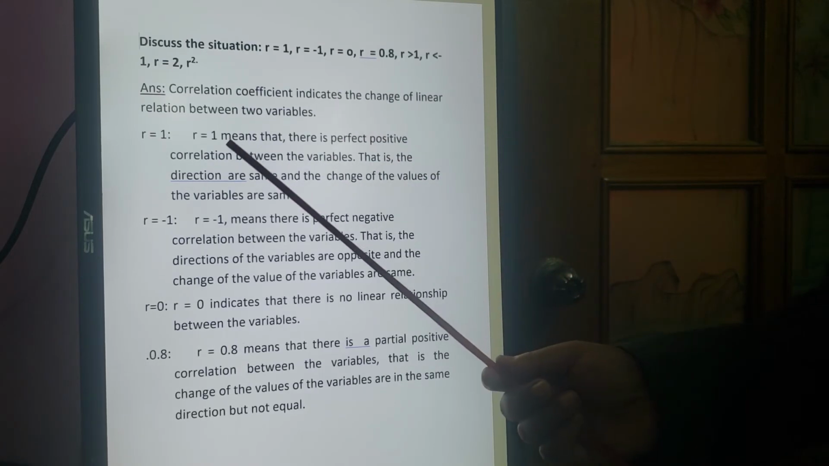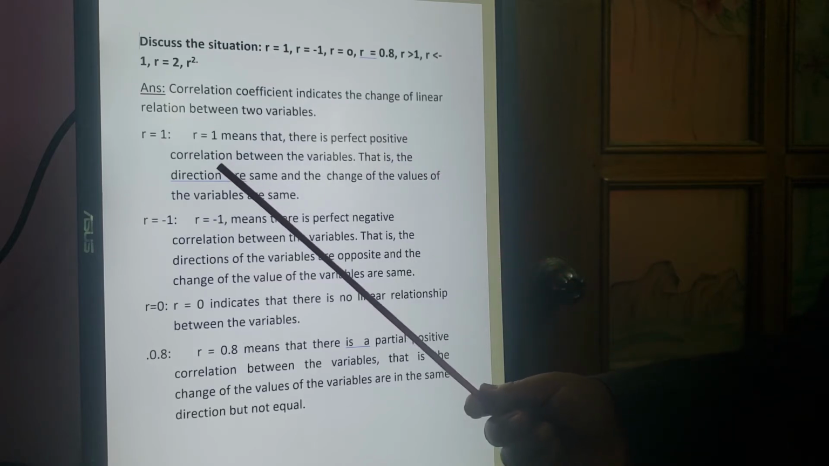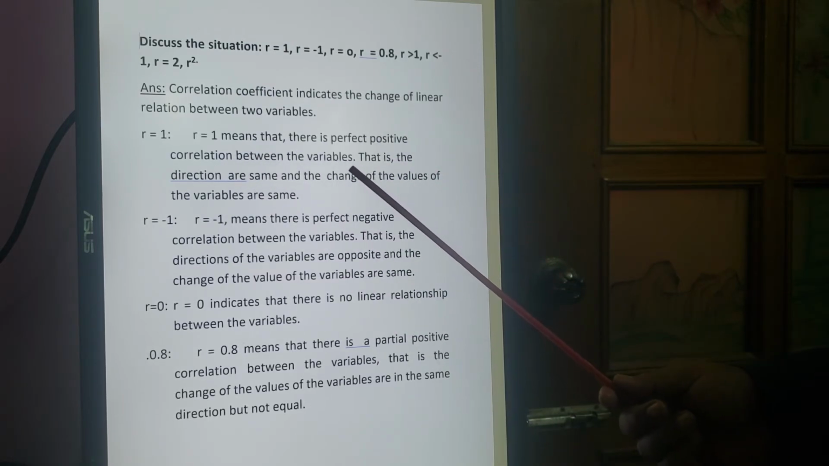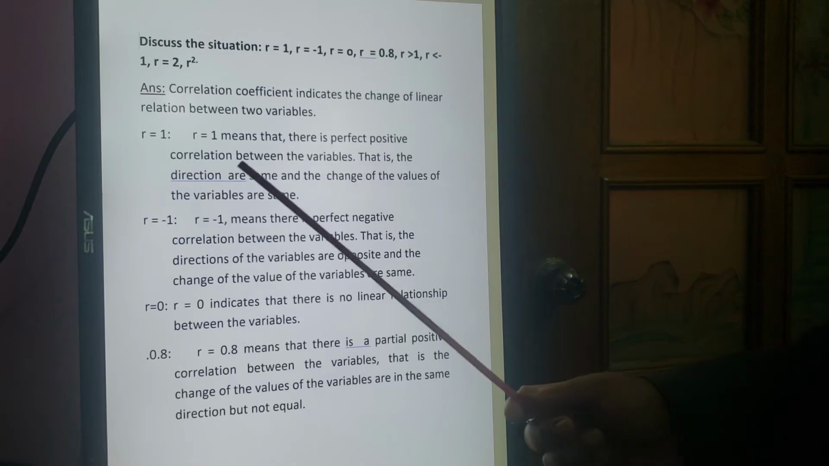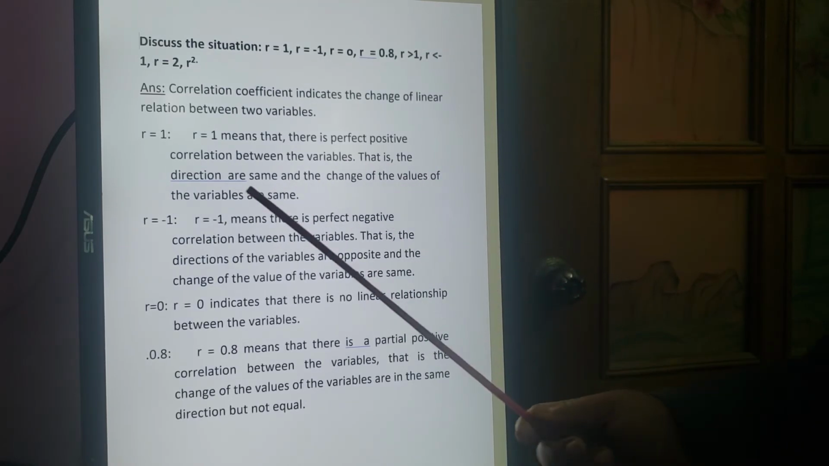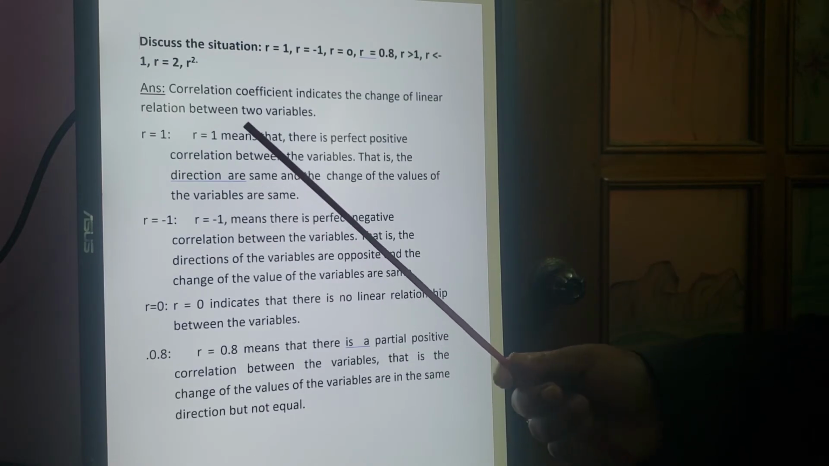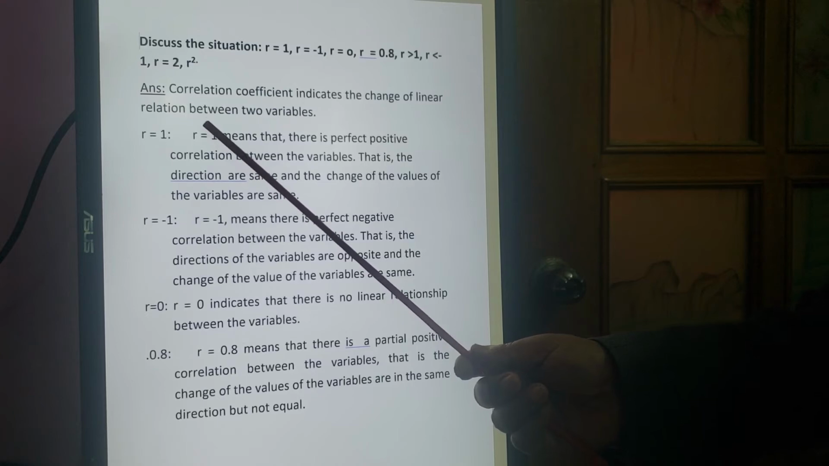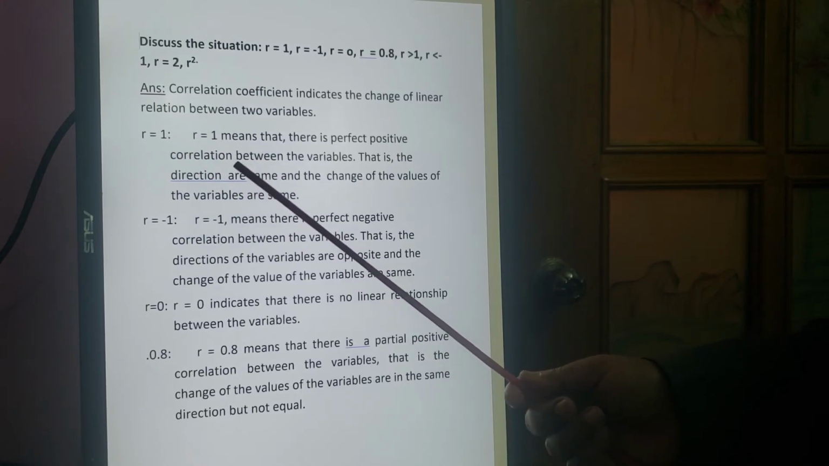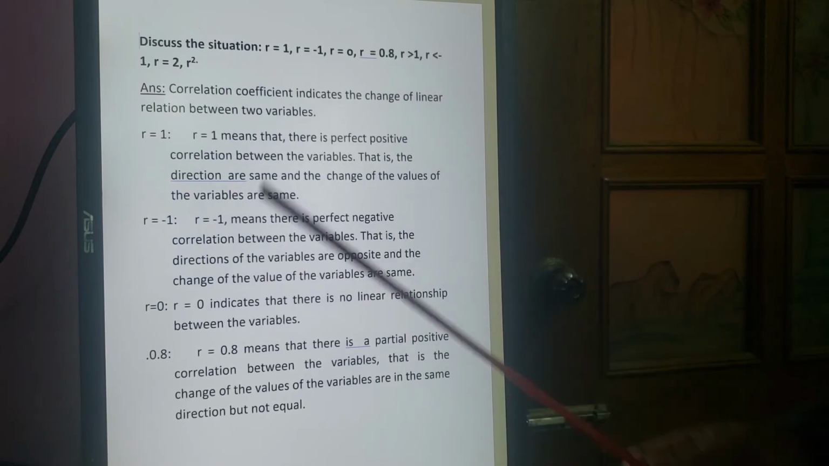If r equal to 1, it means that there is perfect positive correlation between the variables. That is, the directions are same and the changes of values of the variables are same. Direction are same, that is, one increases, other also increases, one decreases, other also decreases, and the amount of change is the same. That is, r equal to 1 means perfect positive correlation.